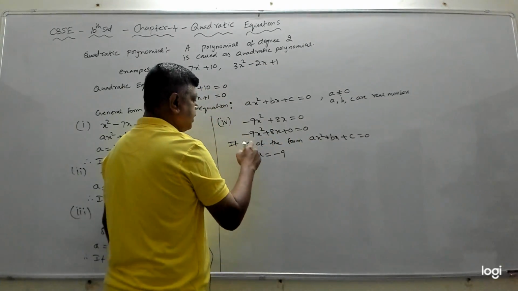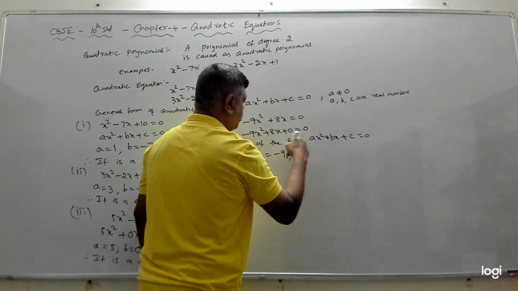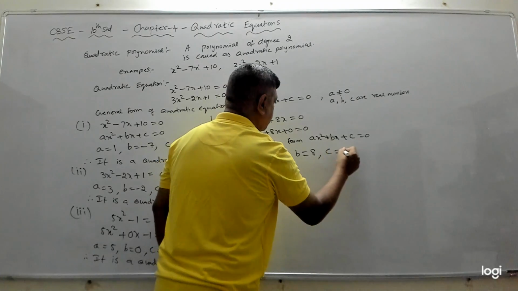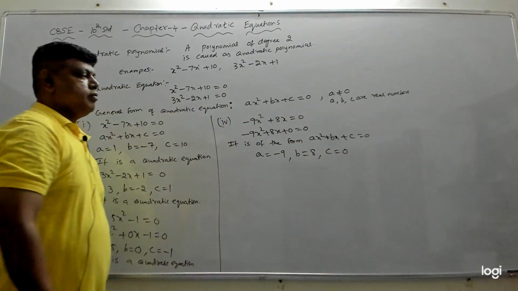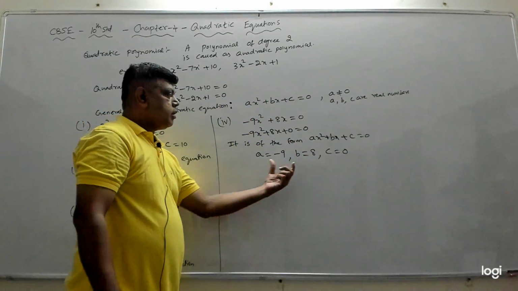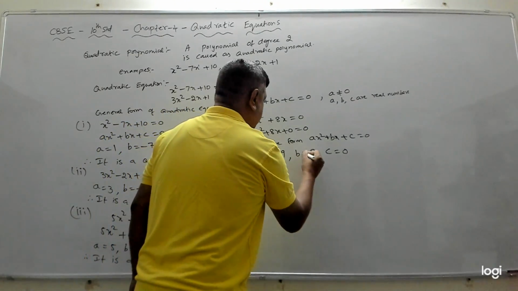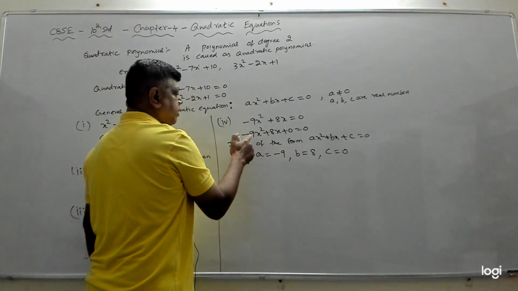Comparing this, my A is minus 9, B is equal to 8, and C is equal to 0. Right? A is equal to minus 9, B is equal to 8, and C is equal to 0. So don't say A is equal to 9. You should take it along with the sign.